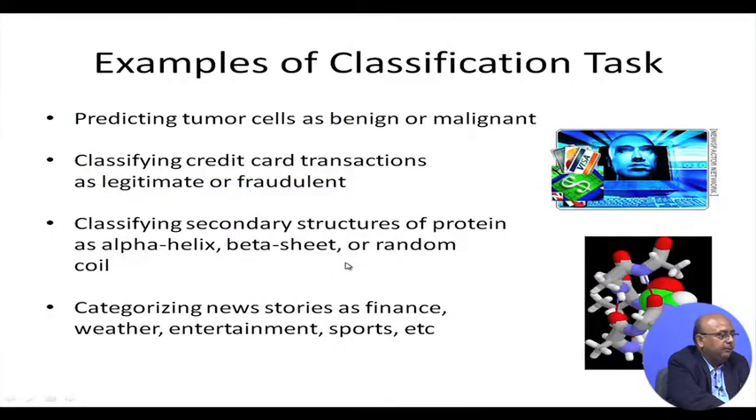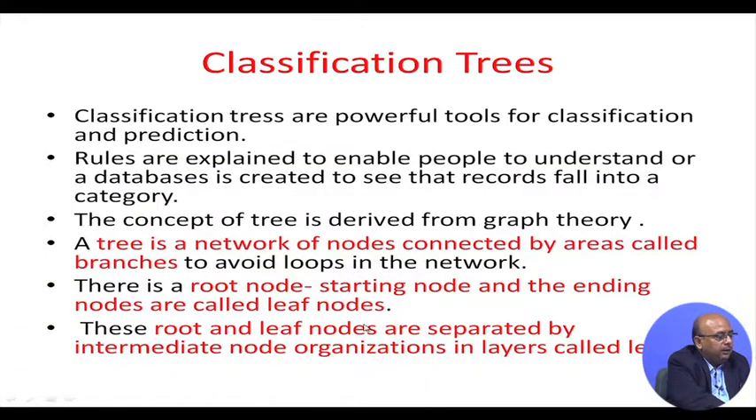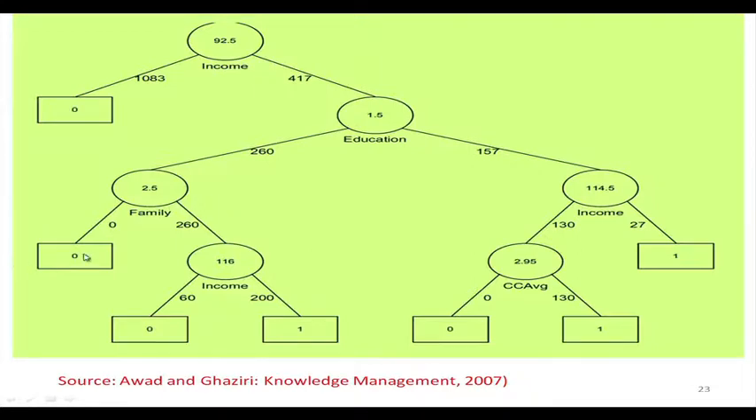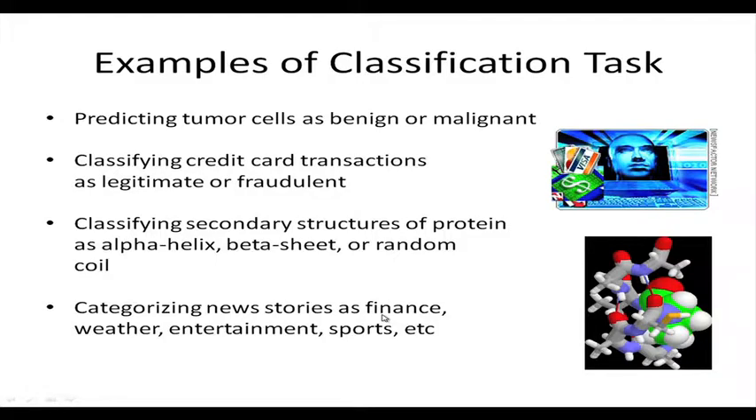Now, what we have is the root and the leaf, and root and leaf nodes are separated by intermediate node organizations. See, if you look at these intermediate node organizations which have been made there, and then they are called leaf nodes. So, that is how we develop a tree. This is also known as a decision tree.